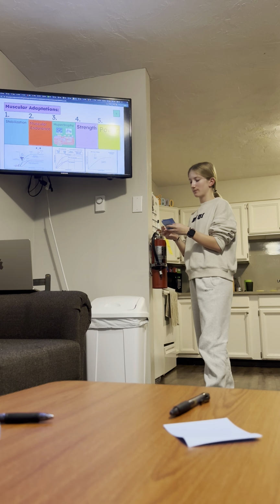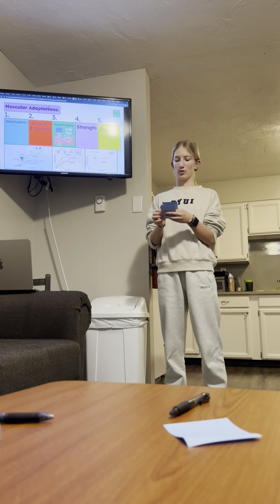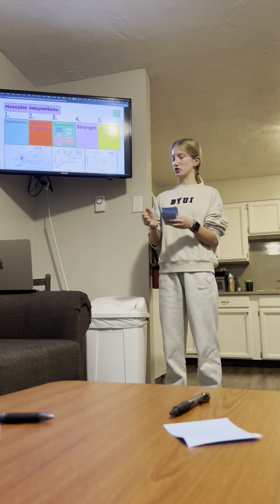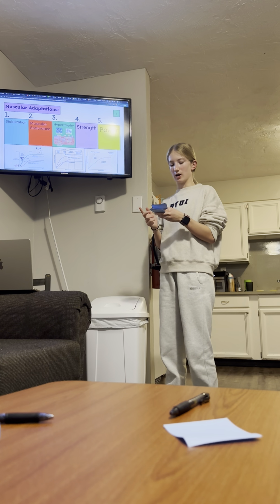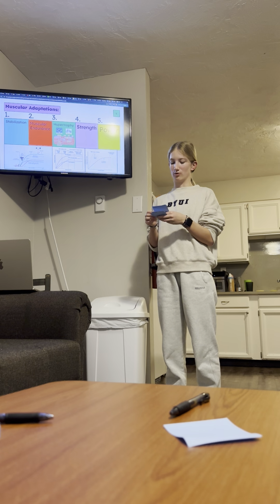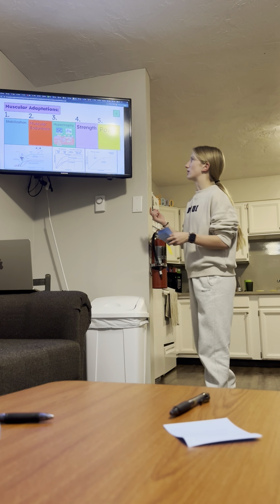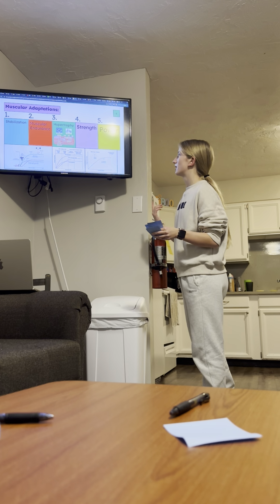And power is the ability to produce maximum force in the shortest amount of time. It combines strength and speed, and often involves explosive movements like plyometrics and Olympic lifts. So if you're a weightlifter, this applies to you.